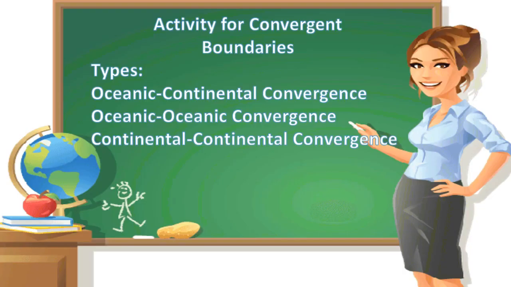After learning the different types of convergent boundaries, let us now explore the various effects of these collisions on Earth's lithosphere. Let us answer the activity that follows to determine how far you understand the topic of convergent boundaries, which are oceanic and continental convergence, oceanic and oceanic convergence, and the third type, continental and continental convergence. So now, kindly perform the activity on convergent boundaries. Good luck!